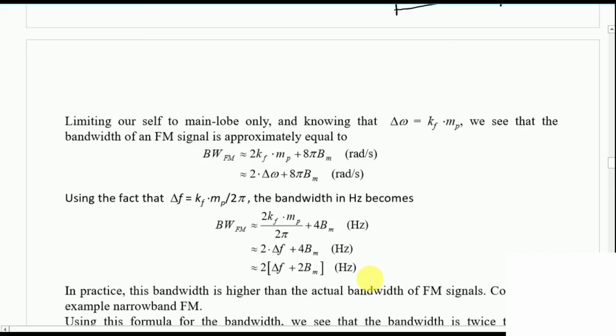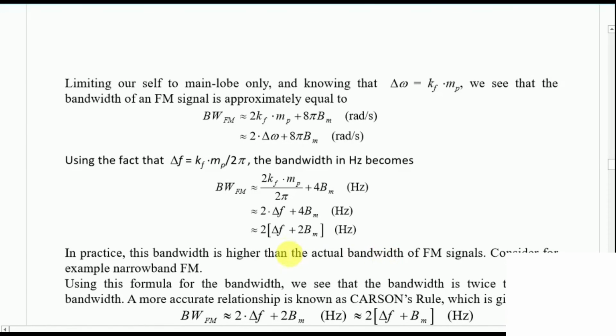An important point to note here is that we have not assumed something like kf mp being smaller, as we have done for narrowband FM. So we have not done that here. Okay, so the interesting point, this value over here is not accurate. All this discussion, as I mentioned, is based on visualization, and this visualization shows that this expression does not actually give you the exact bandwidth.